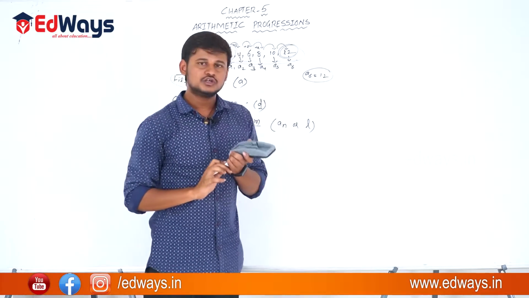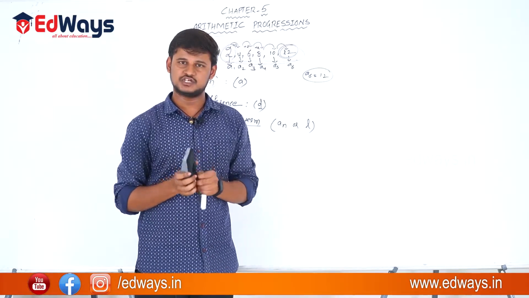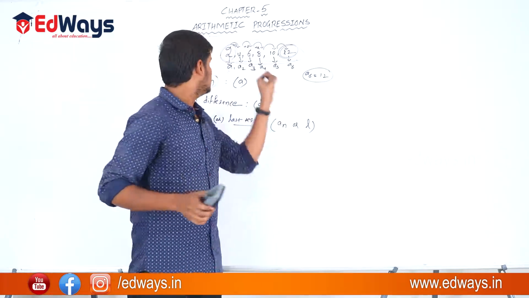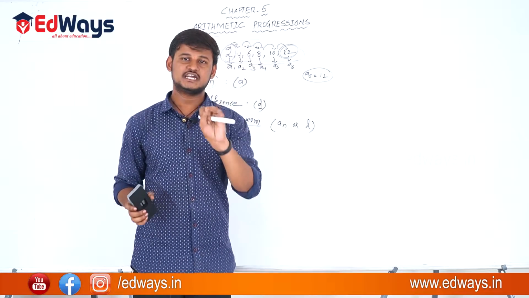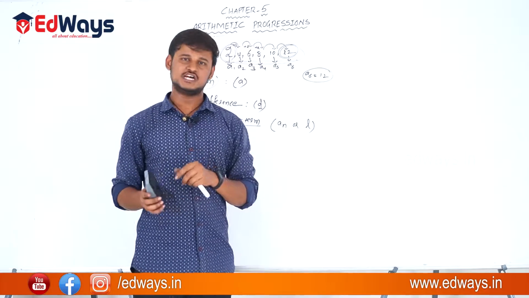So understood? What I did here is just define some terms related to the arithmetic progression. One is the first term, second one is common difference, and third one is the nth term or last term.